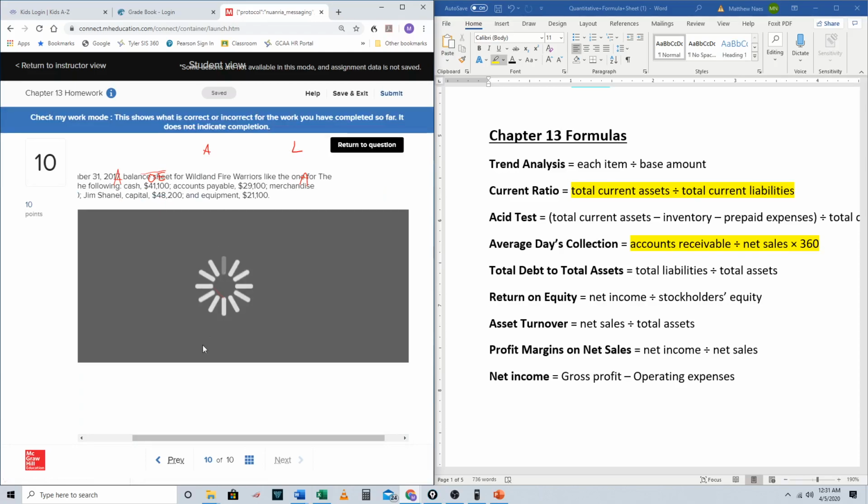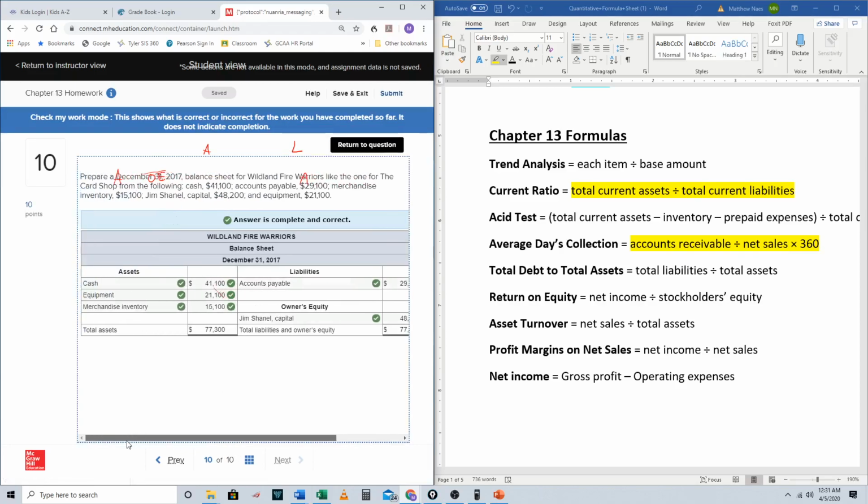All right, everything is good. Okay, even though you had extra spaces, doesn't mean you have to use them. You can only use the information you have. All right, and that's it for the Chapter 13 homework. Should be probably one of your easiest homework assignments.